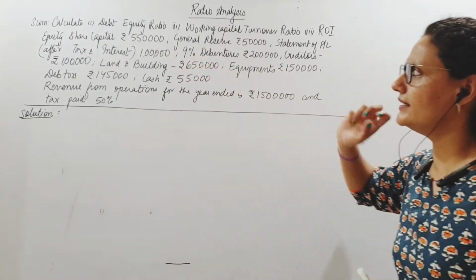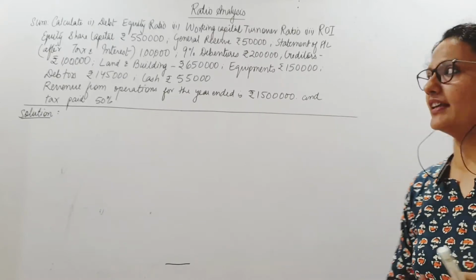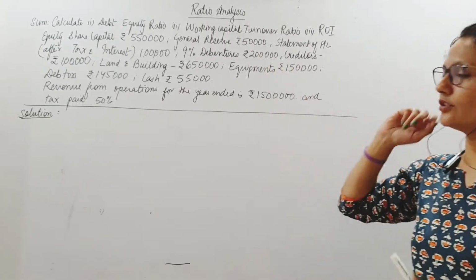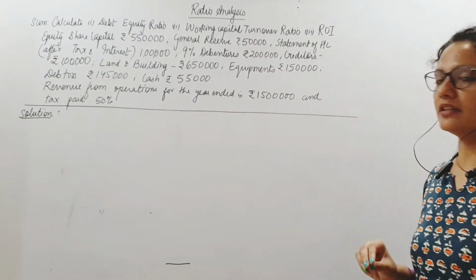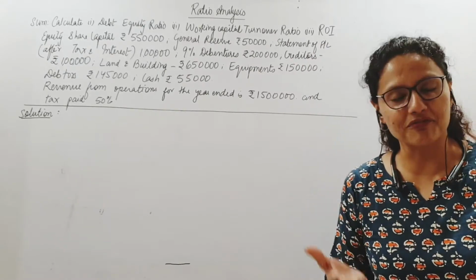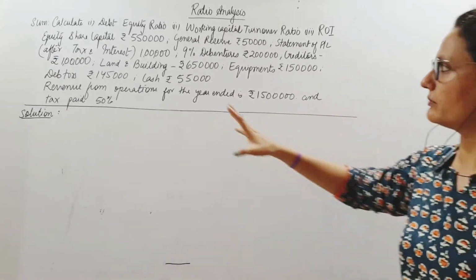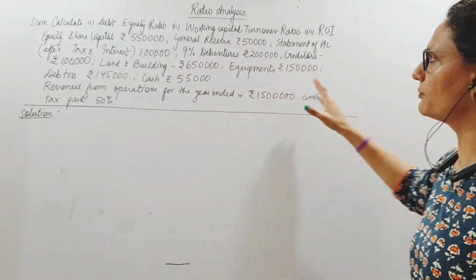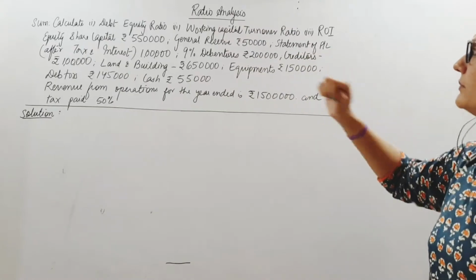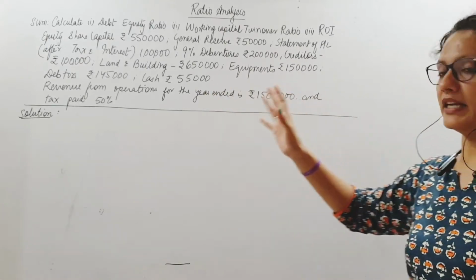The sum says calculate debt equity ratio, working capital turnover ratio, and return on investment. So three ratios, from different varieties. Debt equity ratio is a solvency ratio, working capital ratio is an activity ratio, and return on investment is a profitability ratio. So different types of ratios and a lot of information about share capital, reserve, statement of PL, after tax and interest, debentures, creditors, land and building, equipment, debtors, cash, revenue from operations, and tax paid 50%.